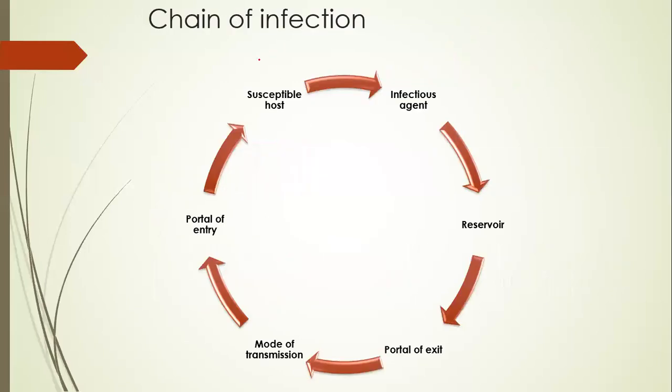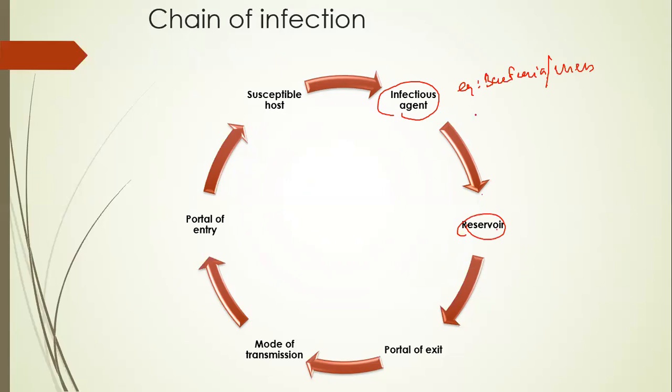How will an infection happen? It will happen in a circular form. So there is a cyclic pattern of certain factors which are responsible for developing an infection. We can see that. First is the infectious agent. An example is bacteria or virus. Then the reservoir. Reservoir means the place where these microorganisms can stay.